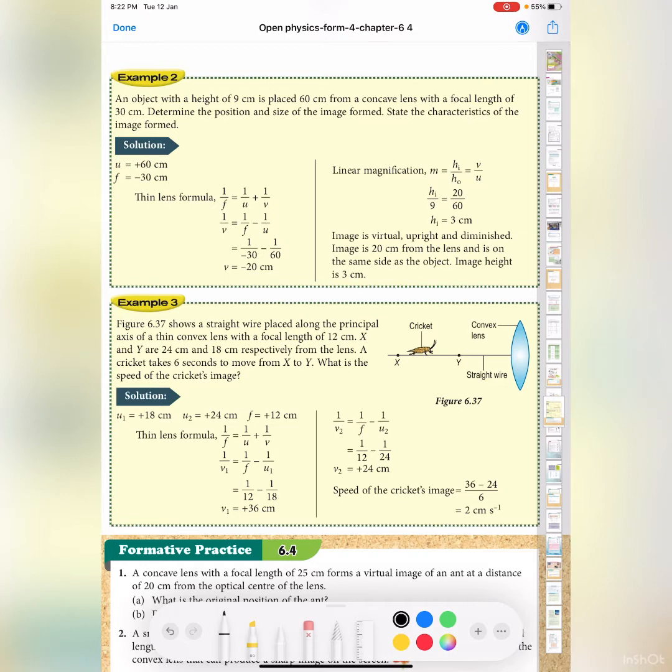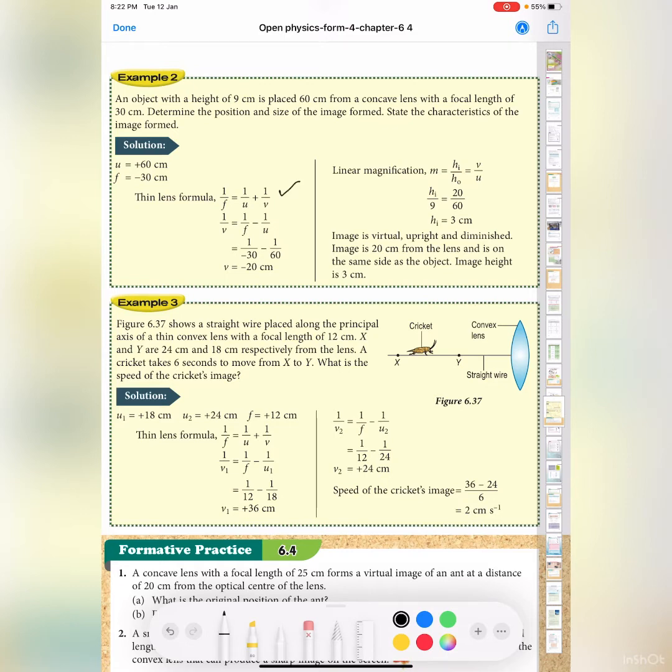An object with a height of 9 cm is placed 60 cm from a concave lens with a focal length of 30 cm. Determine the position and size of the image formed, and then state the characteristics of the image formed. Alright, so first let's focus on the calculation. The only formula we are going to use to find the size of the image is the thin lens formula: 1 over f equals 1 over u plus 1 over v.